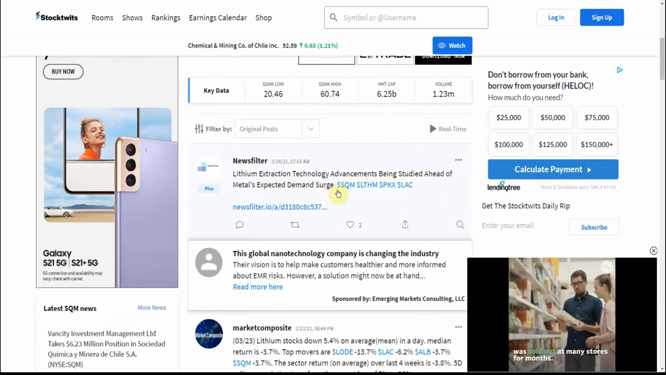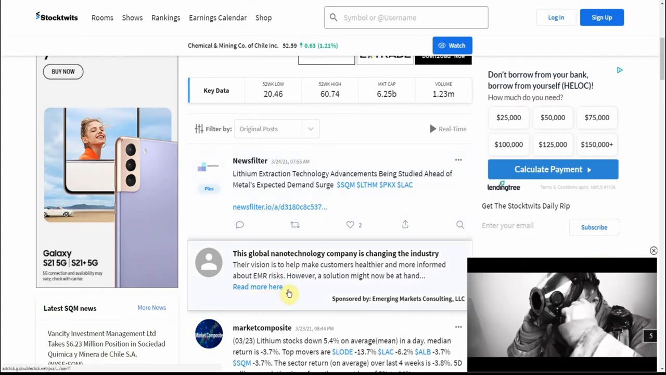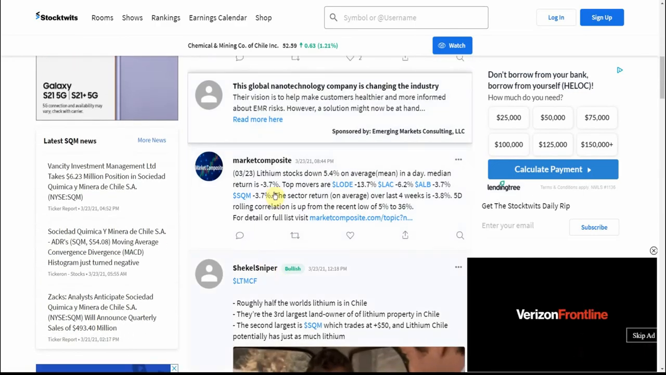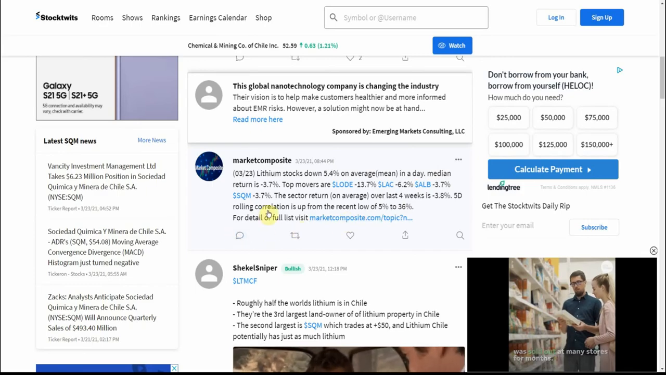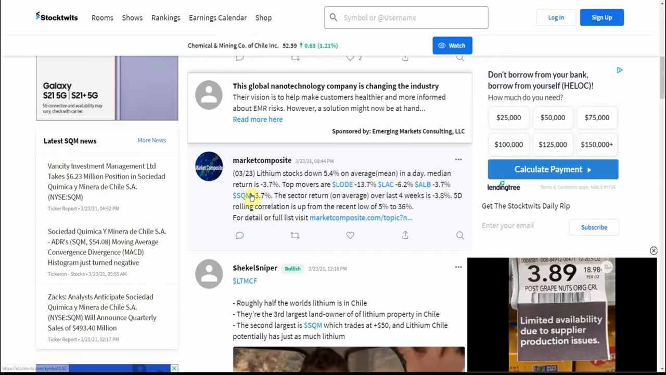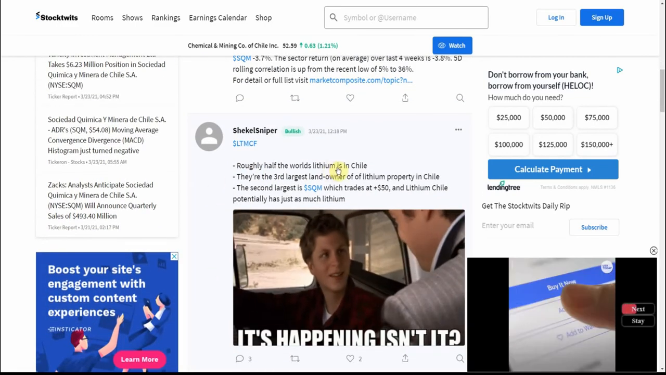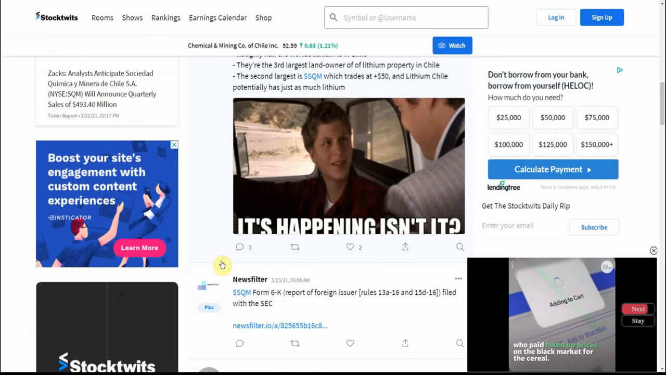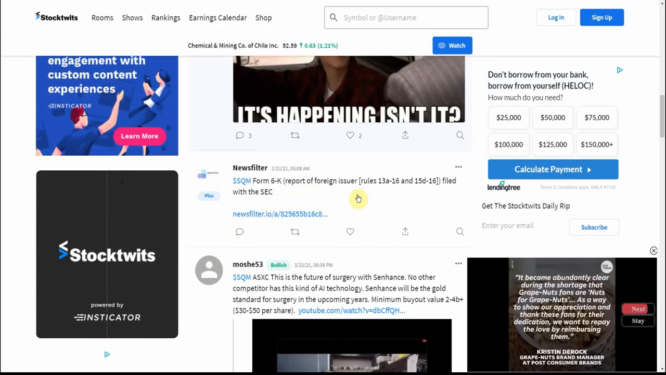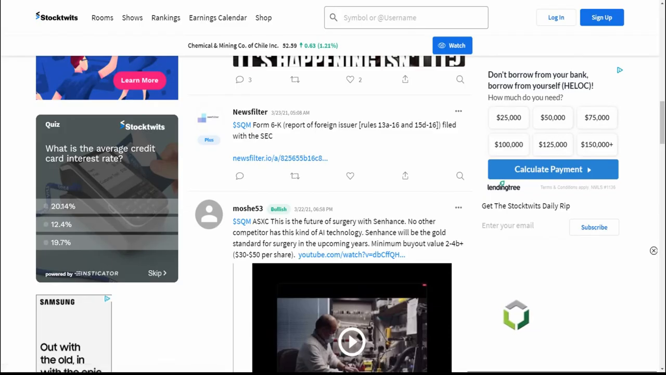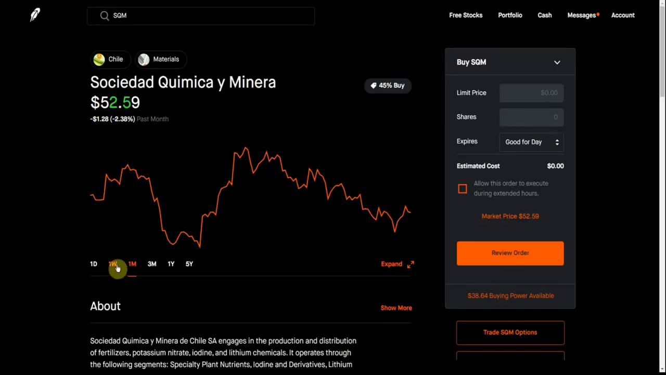Being studied ahead of metals, expected demand surge. Lithium stocks down 5.4% on average. And I've covered all of these, working on this one right now. Lithium and Chile. Not a whole lot of updated information on this one. If you do have this one, as you can see, you can trade this one on Robinhood.